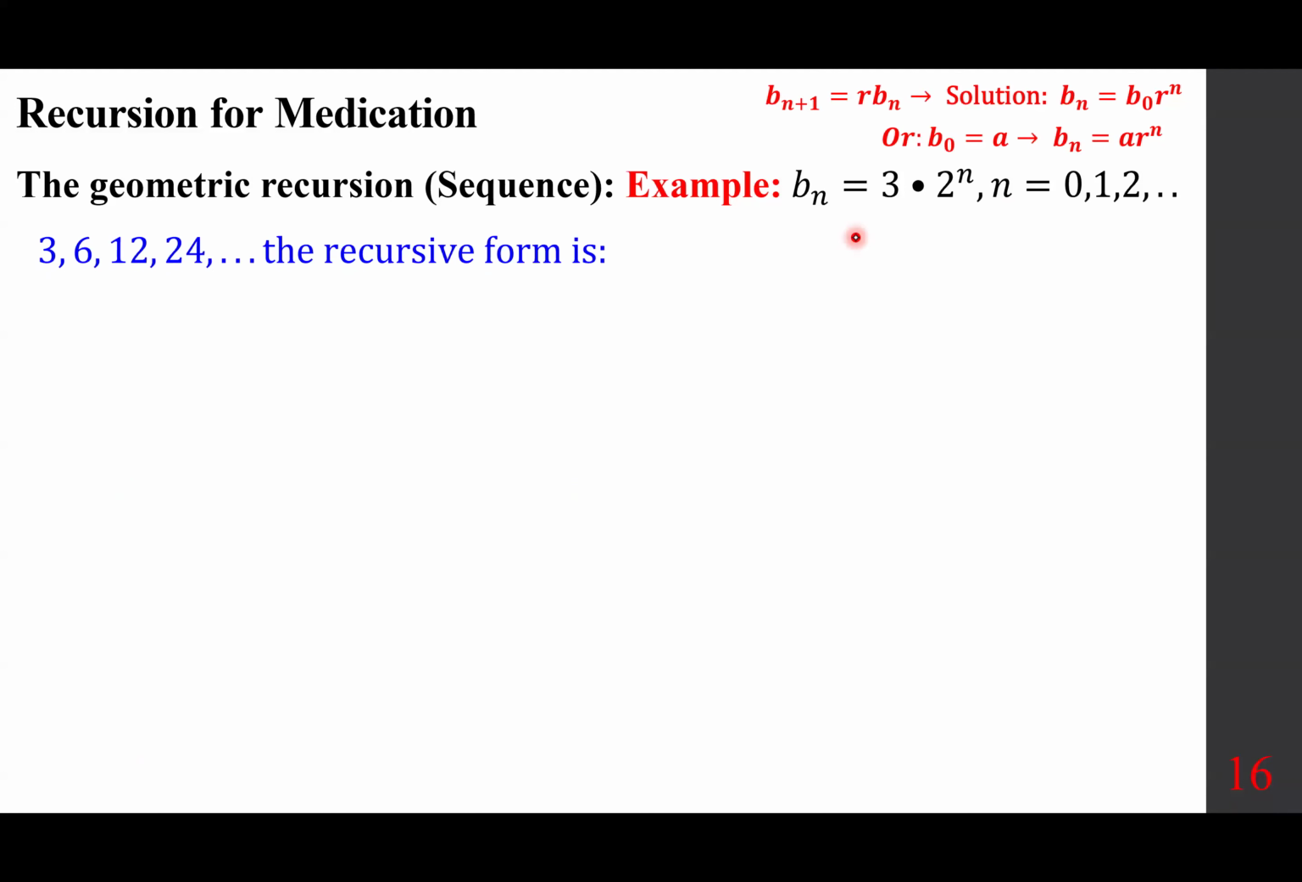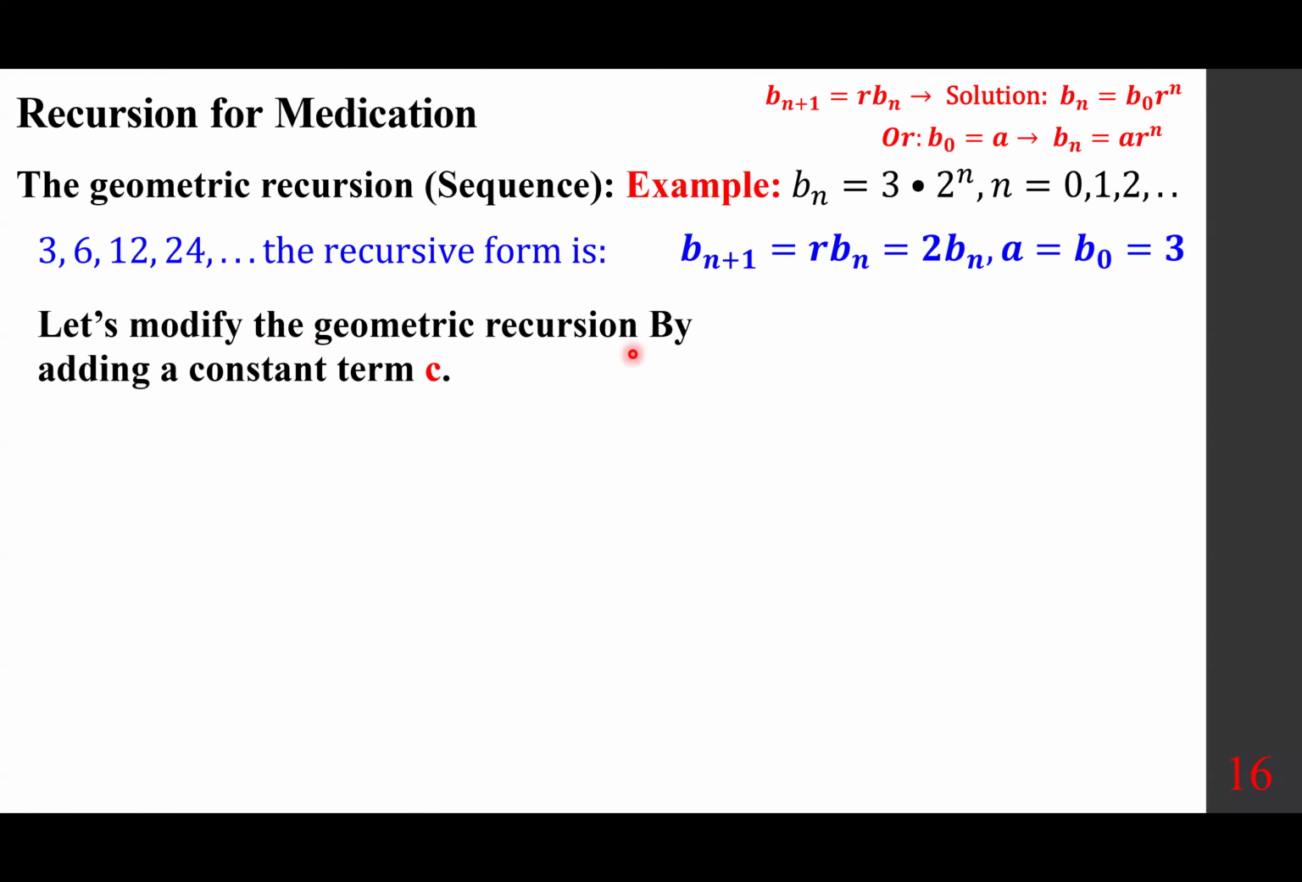And clearly, with the formula B sub n plus 1 is R times B sub n, we have 3 times 2, 6 times 2, and so forth. So the first term is 3, and R is 2, the common ratio. So we write B sub n plus 1 equals R B sub n, with R equal to 2, and B sub 0 equals 3. Again, in some texts they use A, in some texts they use B sub 0, and so forth.